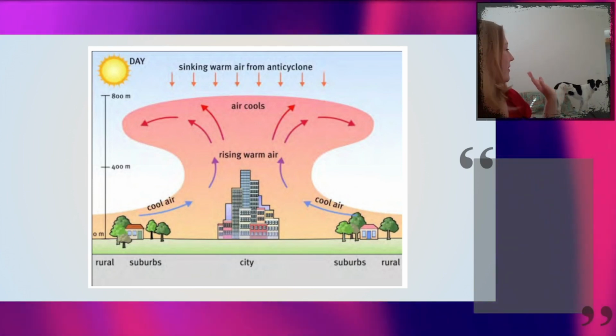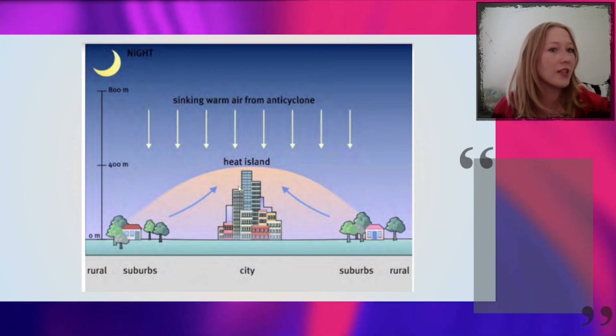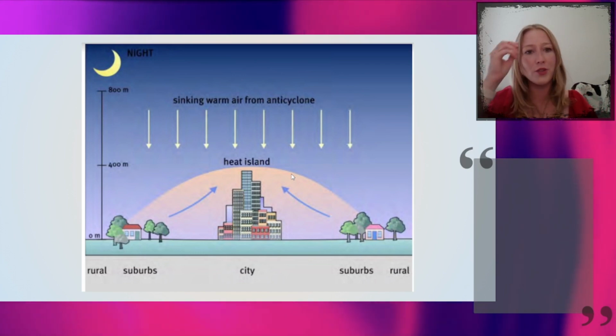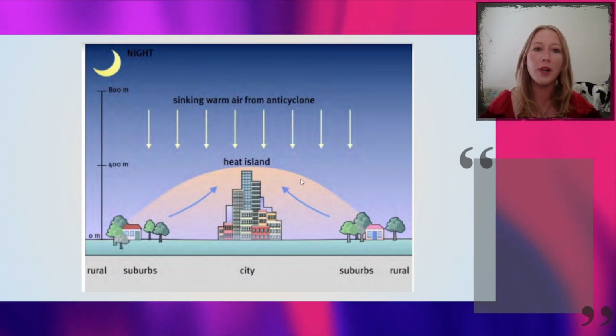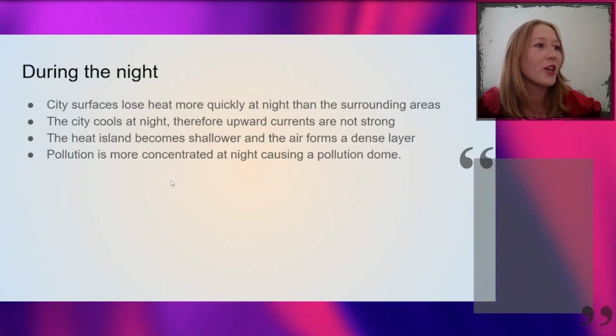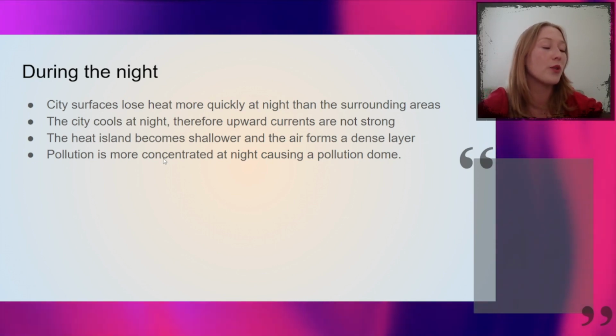Say bye, Loki. Okay. And what that means is that even though we have this dome, this little heat island, it doesn't reach as high up into the atmosphere. And you don't have that same pulling effect from the surrounding cool air. Pollution is more concentrated at night, causing a pollution dome.